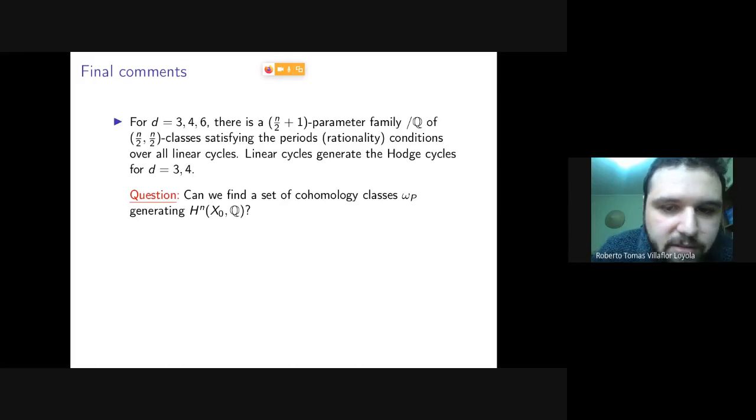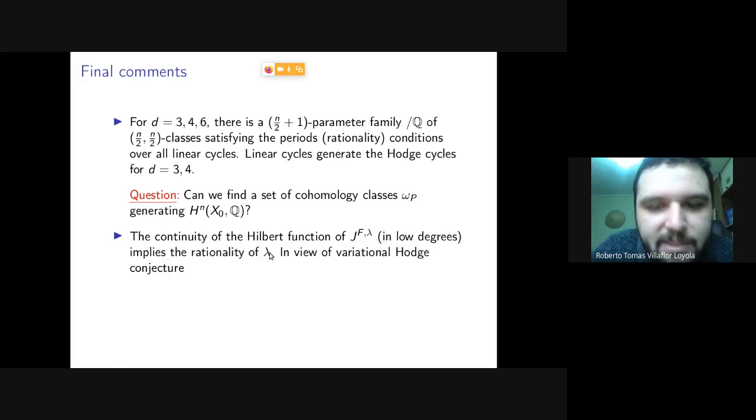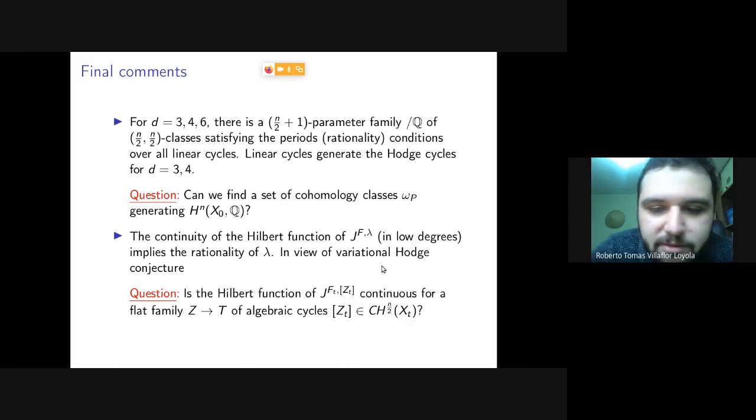So the second comment is about Otwinowska and Voisin's argument to conclude the rationality condition just by looking at the Hilbert function of this Artinian Gorenstein ideal. The continuity of this Hilbert function, at least in low degrees, implies the rationality of lambda. This is what Voisin's arguments prove. So in view of the variational Hodge conjecture, if we believe in it, this is a question that should be reasonable to consider.